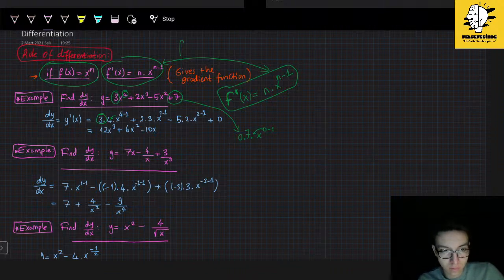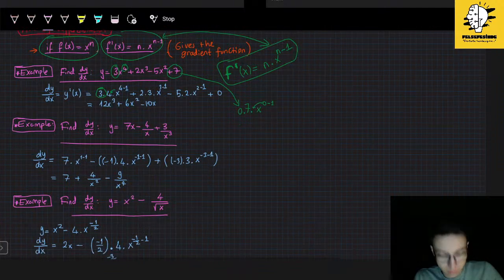Okay, let's go down and take a look. Could you go down a little bit? Yes, I did. I'm going to solve example number 3. It is y equals 7x minus 4.